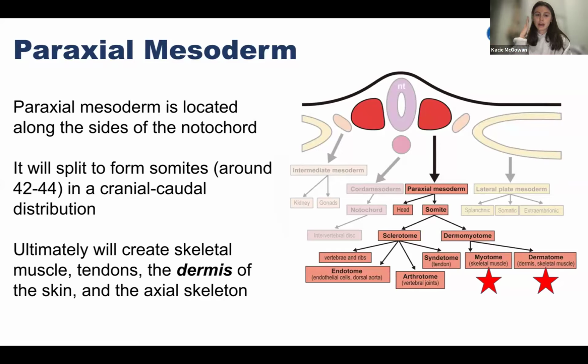So the ones up in the cranial cervical region will form your cervical vertebrae, whereas the ones that are further down will form thoracic and lumbar, and they are different from each other. That helps give the body the patterning that it has. And so ultimately our paraxial mesoderm will form all of these structures that are highlighted on the right side here. These will be our tendons, muscle, the dermis of the skin, and the axial skeleton only, not the appendicular skeleton. Just a note there: while it only does the axial skeleton, it does do the dermis of the entire body. It does all of your skin.